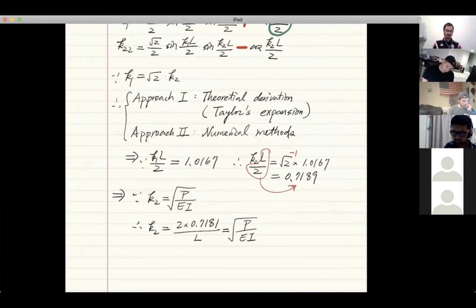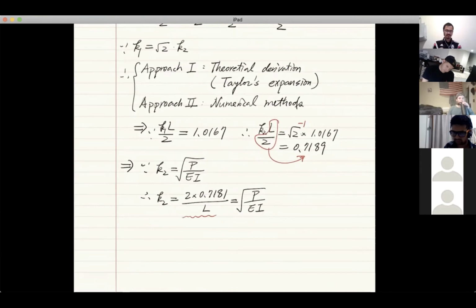And once you arrive at this expression, of course, you can find the values of P, correct? You just move terms around. So from here. Professor, it should be 0.7189 there, not 0.7181. Thank you very much. Good catch. And this means PCR is what? The numerical value of PCR is 2.067, something like that, times EI divided by L squared.